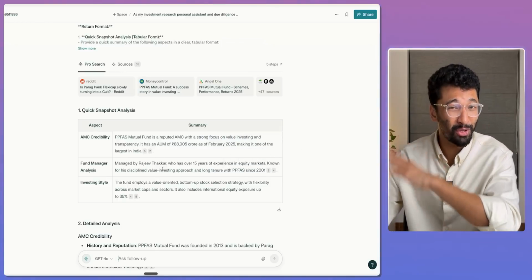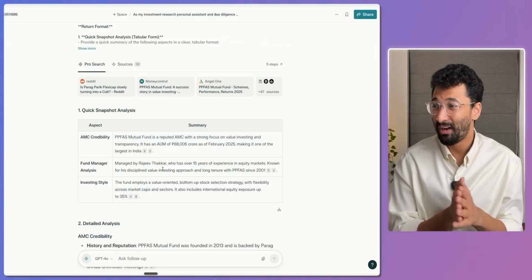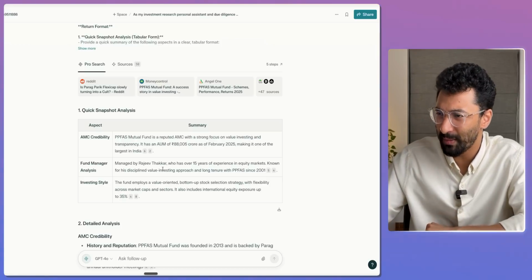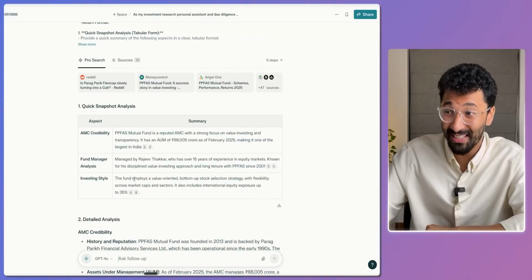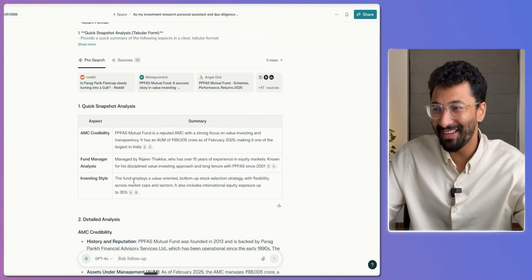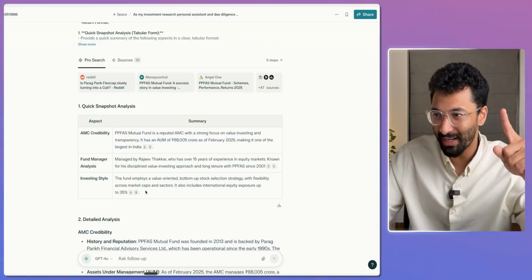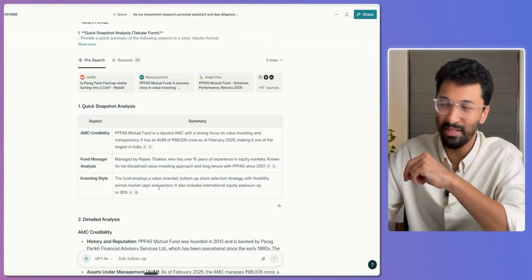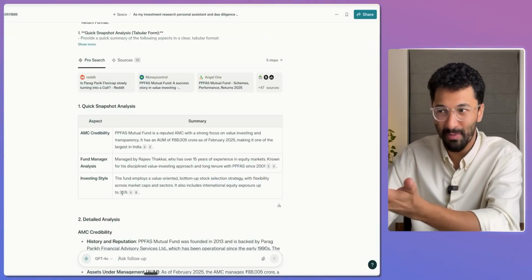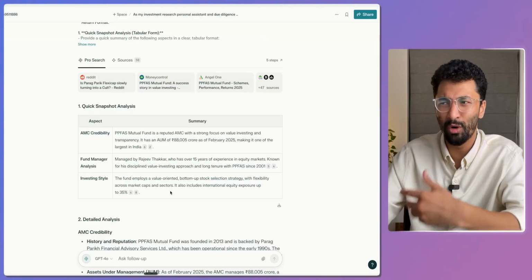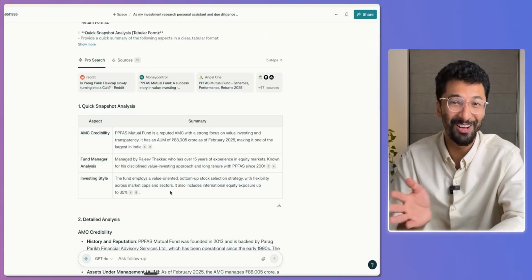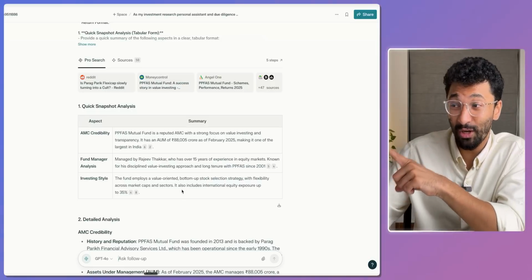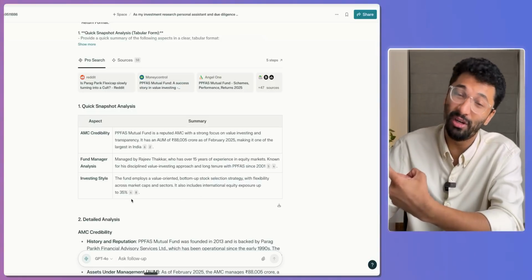The fund was only launched in 2013, but before that, Parag Parikh did a lot of boutique investment advice through various other means apart from a mutual fund. And there you go, right? Investing style. We'll get into this a little later, but it also shares that. What is important to know right now is that the fund employs a value-oriented, bottom-up selection strategy with flexibility across market caps and sectors. That's correct, right? What we did not know here, since before that it was a flexi cap, was that it employed the value style of investing. It also says it includes international equity exposure up to 35%.